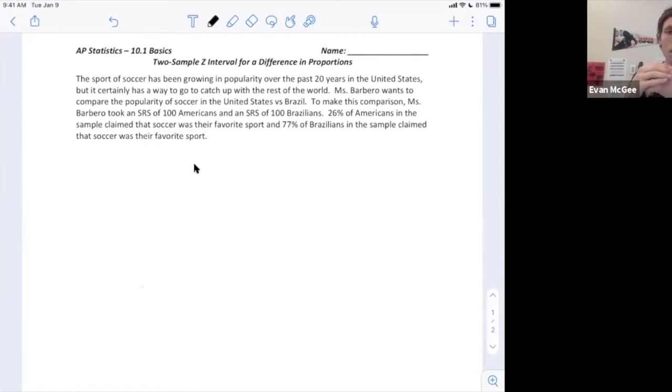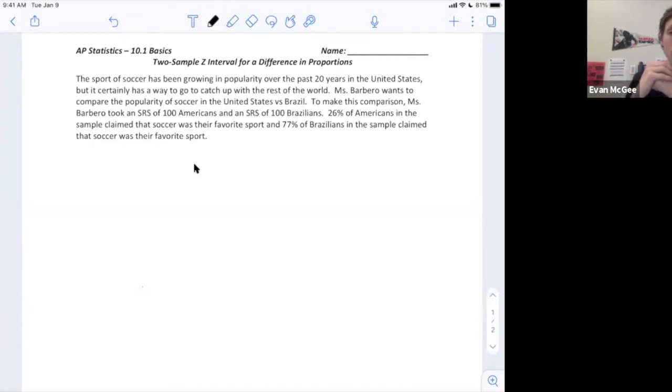So hopefully you remember that a Z test is primarily for inference about proportions. Remember pizza, Z with the P, and the T test is always going to be about some type of population mean, or the T interval. So that's the difference between Z and T.